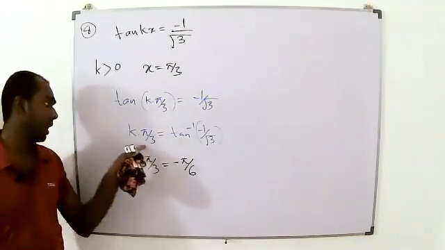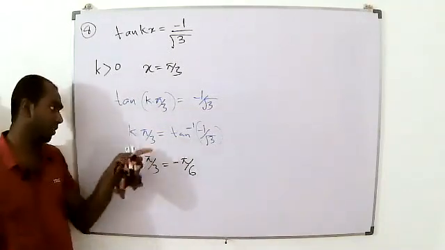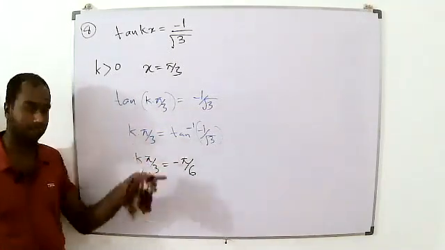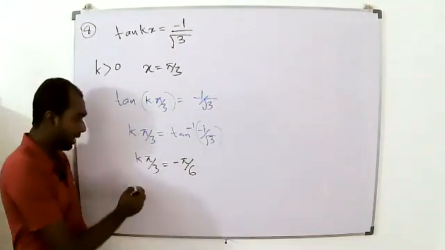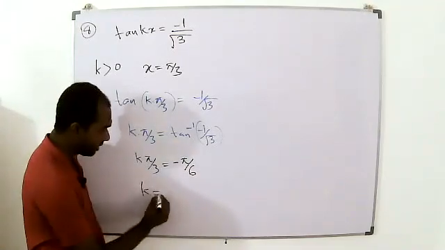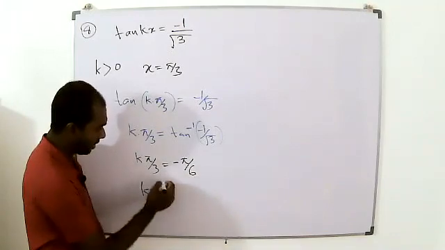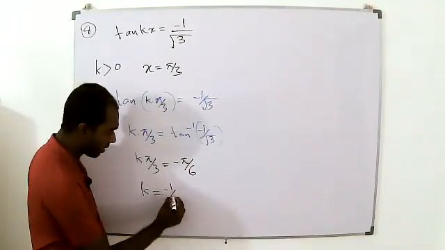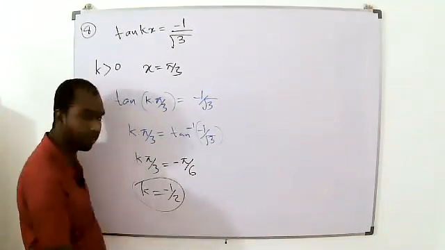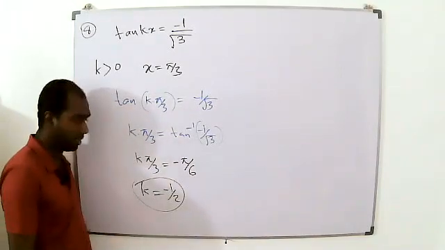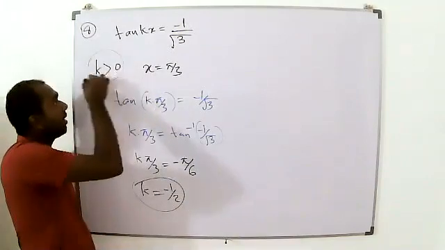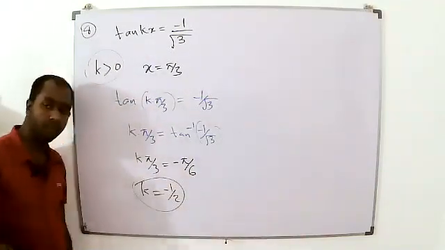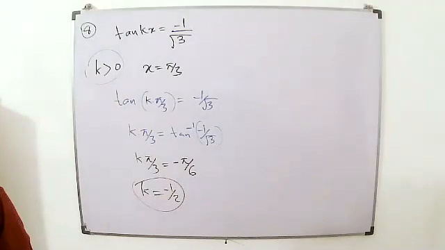Why did I write in the place of x, 5 over 3? Because it satisfies. So if I am solving like this, what is the value I am going to get? K equals how much? 5 and 5 cancel off, 3 and 6 also cancel off, minus half. Can we accept this answer? No, we can't. Why? We are saying k is greater than 0. Now what we have to do?